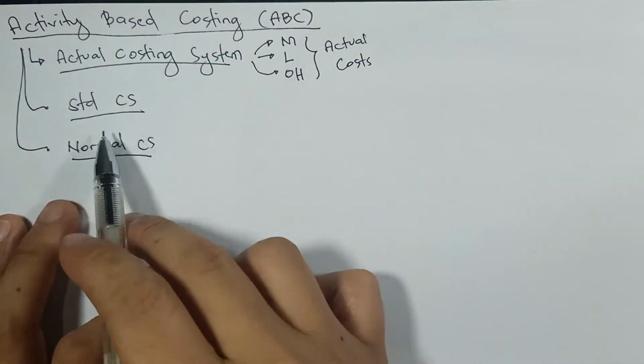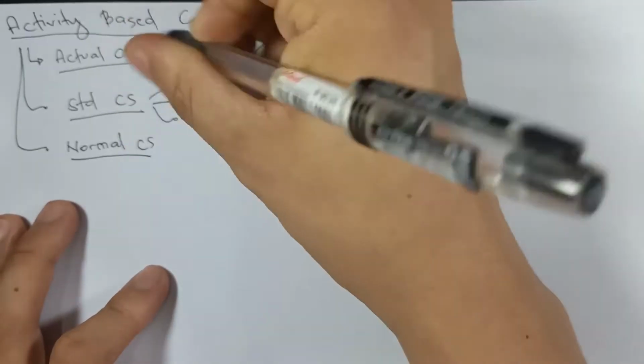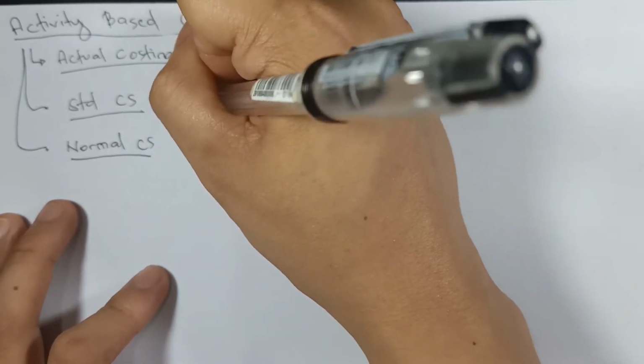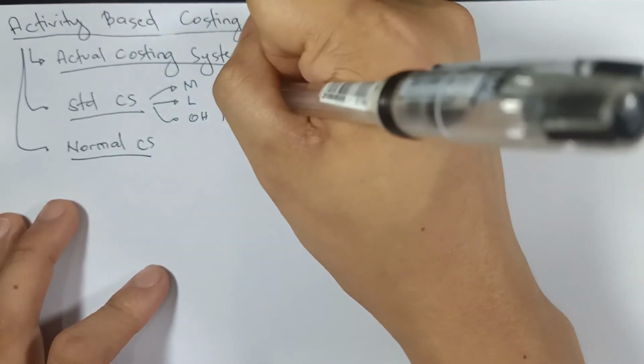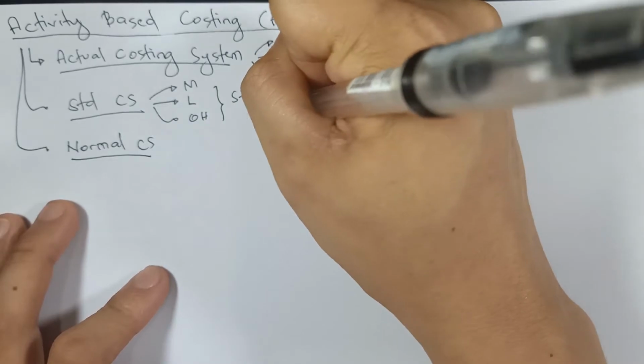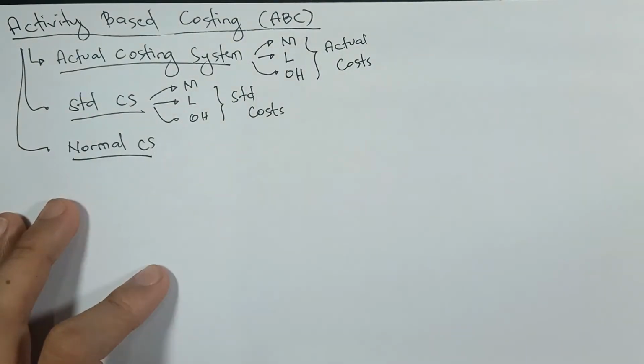On the other hand, kapag sinabi naman nating standard costing system, all the manufacturing costs, namely once again material, labor, and overhead, on the other hand, are measured at standard cost. So na-discuss na natin on my other videos itong standard costing system na to.